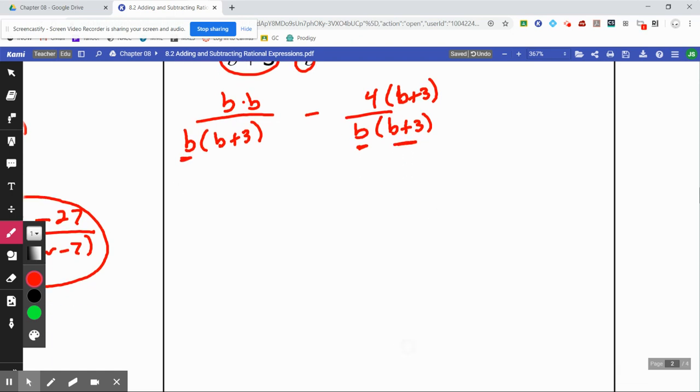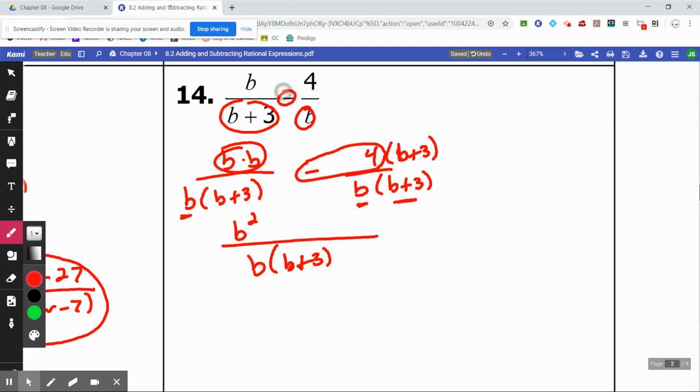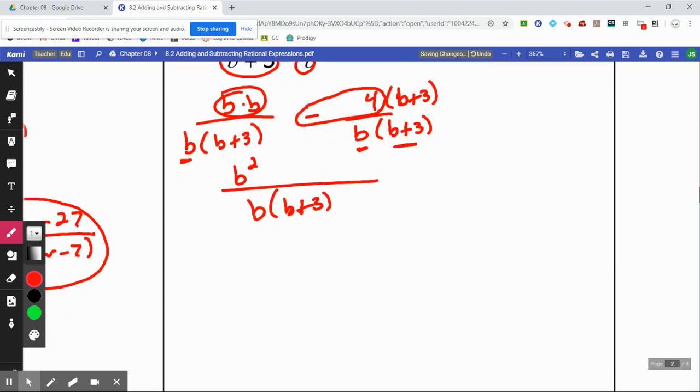Now my bottoms are the same. You have a b and a b plus 3. On top, you have b times b, which is b squared. Now here's another part where people miss. When you distribute the 4, make sure you distribute the minus with it, because anytime you have a minus between here, that has to be distributed. Negative 4 times b is negative 4b. Negative 4 times 3 is a negative 12.